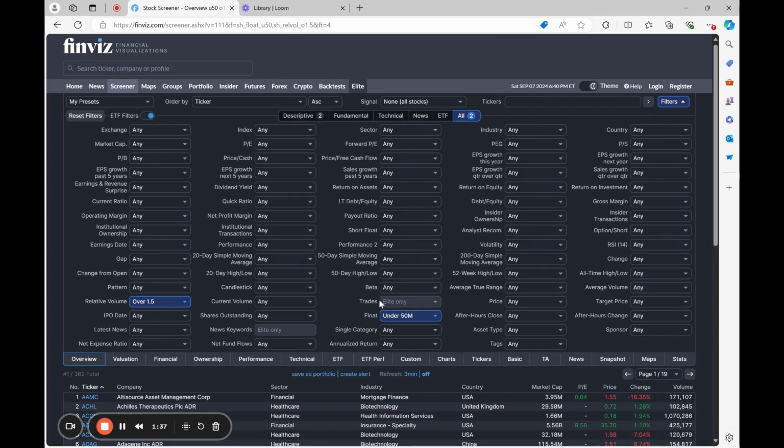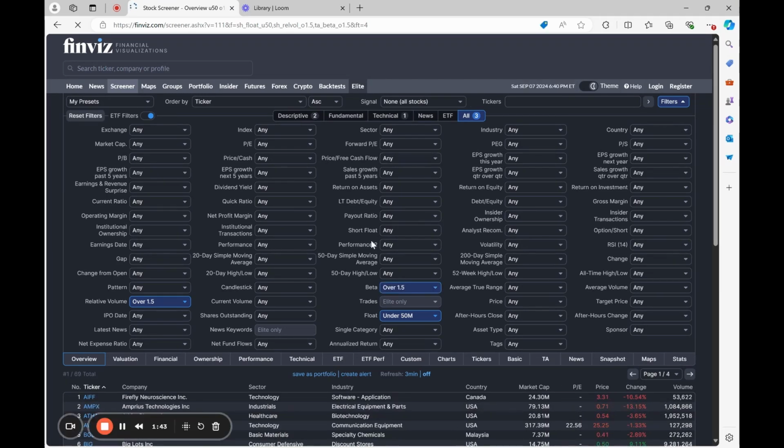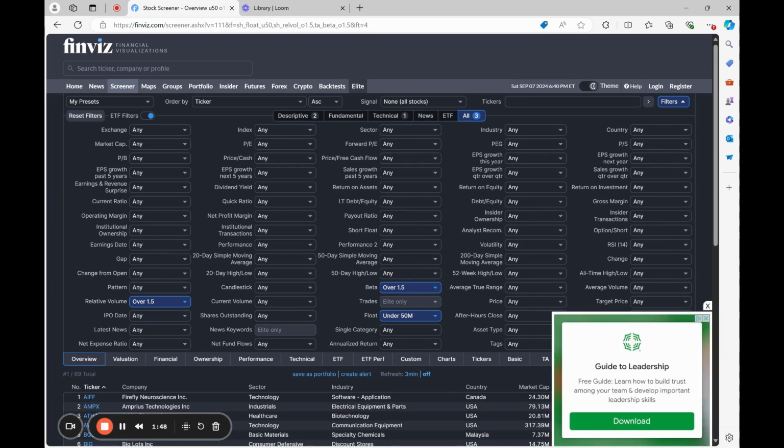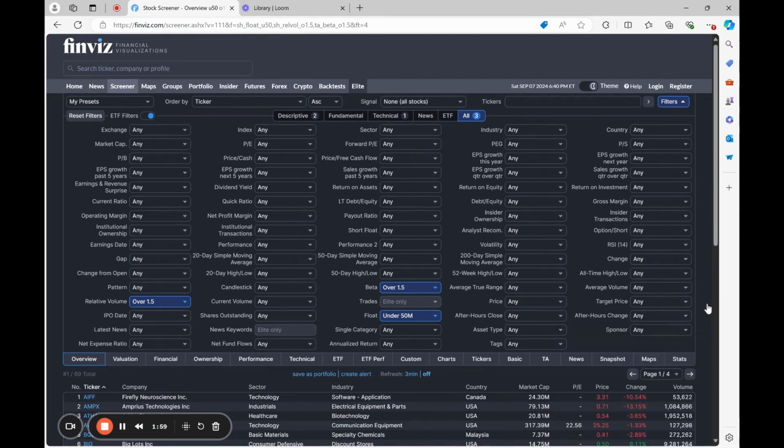Next, we have beta, which is up here, and we're going to choose for this one over 1.5. And what beta tells us is how much the stock moves in comparison to the general market. So a stock with a beta of 1.5 means that the stock moves 50% more than the general market. So if the market goes up, the stock will go up 50% more than the market did, and vice versa. If the market goes down, the stock would go down 50% more than the market did. And we like a beta of at least over 1, but preferably over 1.5, because it means that the stock is more volatile than the general market. So the trends are likely to be stronger and more profitable for us as momentum investors.